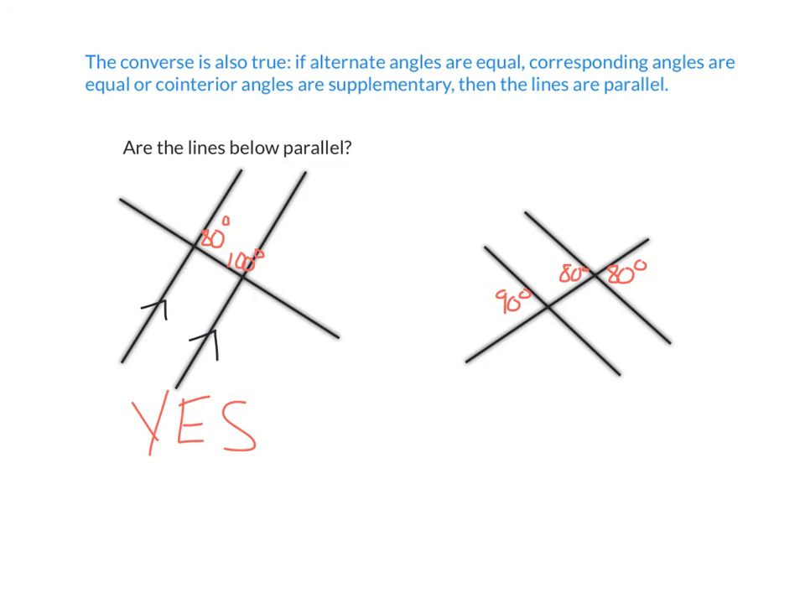But if this angle's 80 and this angle's 90, we have a problem. We have two angles that are corresponding, but they're not equal. So because the two corresponding angles are not equal, these two lines are not parallel. If they go on forever, they will eventually meet.